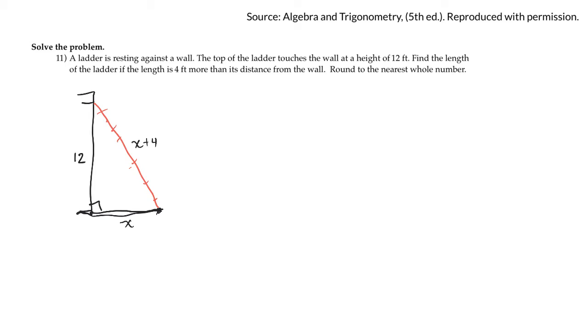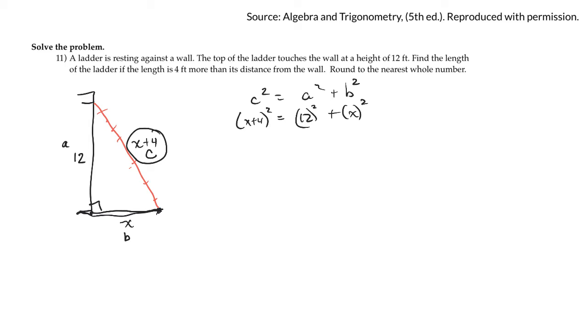Since this is a right angle, then we can use Pythagoras for this. So c squared is equal to a squared plus b squared. This is c, and we'll call this one a and that one b. The important one is this one, that it's the longest side. So it'd be x plus 4 squared is equal to a squared, that's 12 squared, plus b, which is x squared. So x plus 4 squared, I need to write that out twice, equals 12 squared, which is 144, plus x squared.